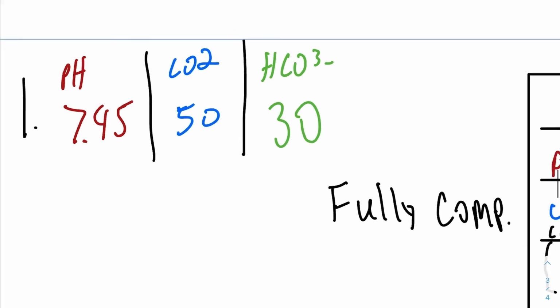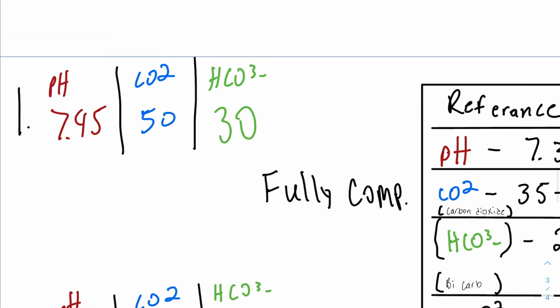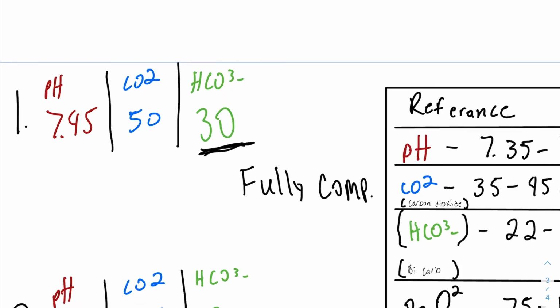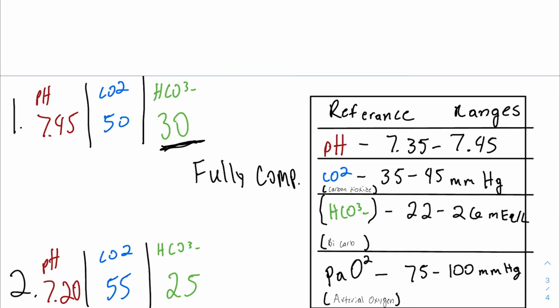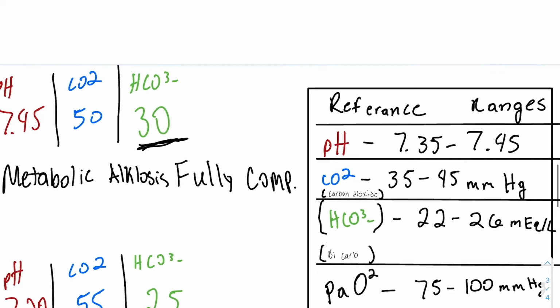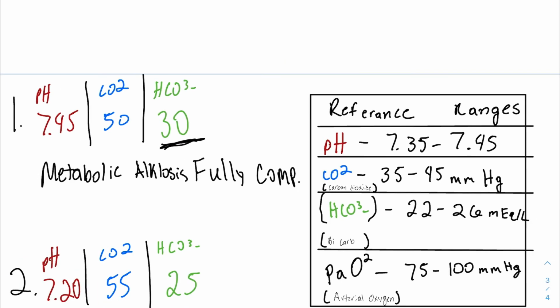And the CO2 is also high, and our CO2s are acid. So that being high is more acidotic rather than alkalotic. So we know that the problem here is that our bicarb is out of range. So it's going to be metabolic alkalosis with full compensation. Okay, so we're going to do that right there.